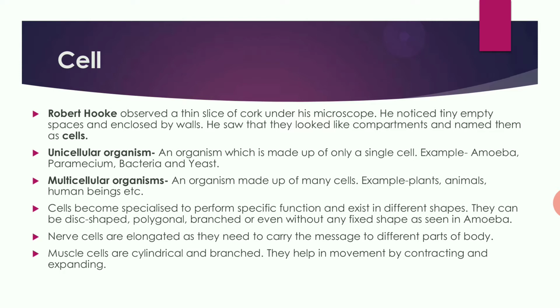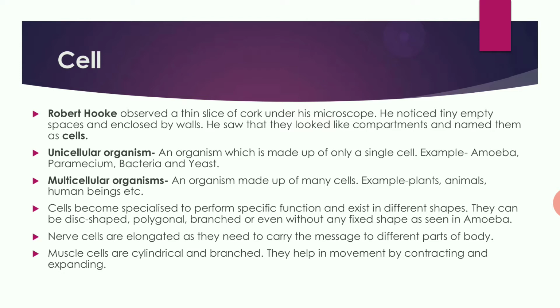What did he take? He took a slice of cork, that is the bark of a tree, and placed it under his microscope. It was a simple microscope. Then what he saw were small compartments enclosed by walls, and he named them cells.